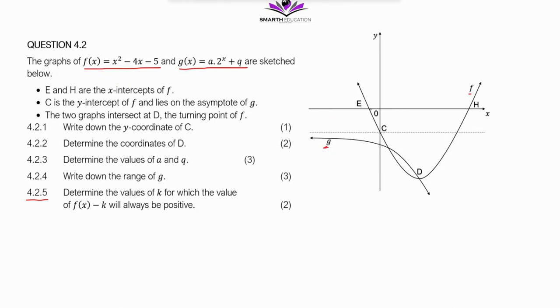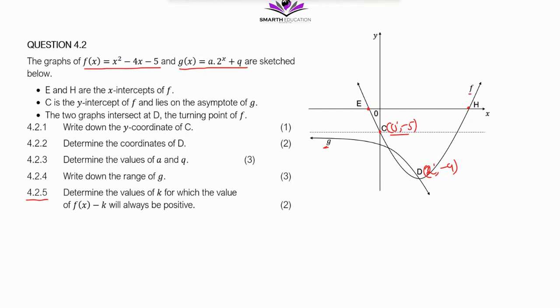E and h are the x-intercepts of f. C is the y-intercept of f and lies on the asymptote of g. We found that in the previous question 421. The two graphs intersected D, the turning point of f. Right, we found that in question 422. Right, those are the coordinates of D.